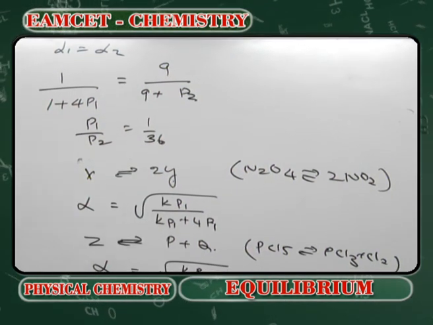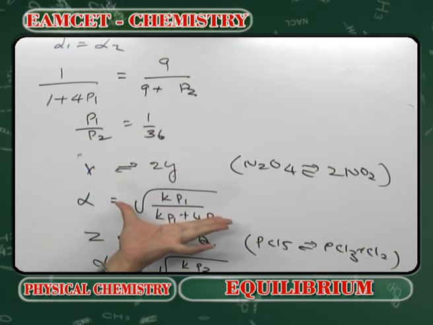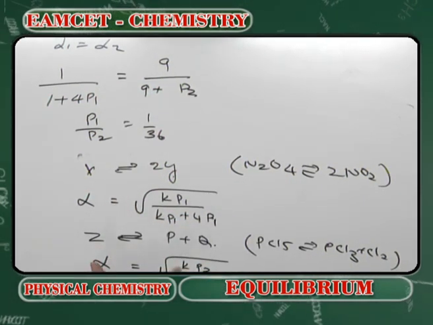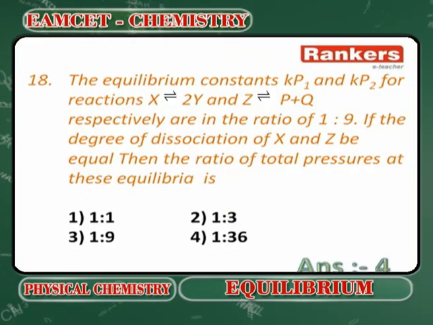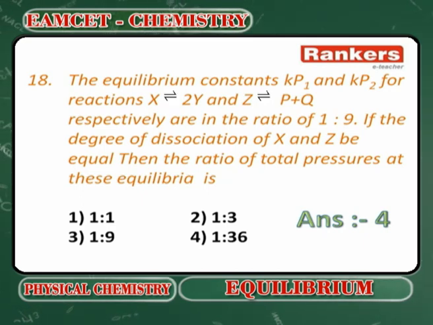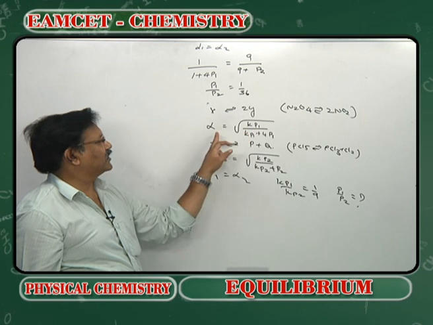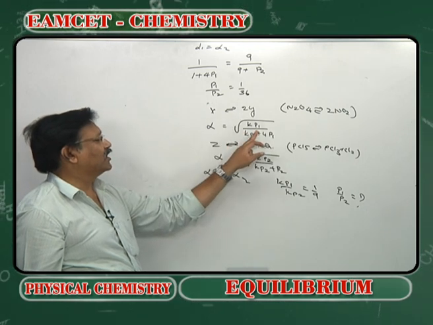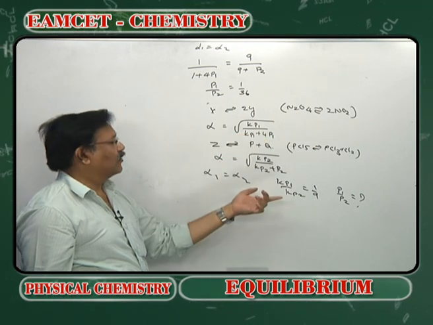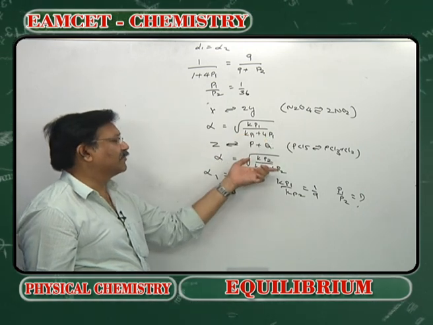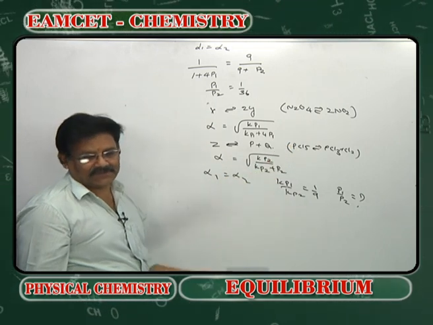Since these two equilibria are repeated equilibria, I thought of giving these two relations. Kindly make a note of this. Next option is 4. Look once again, what is the relation between alpha and Kp value for this type of equilibrium? This is the relation. Please remember.